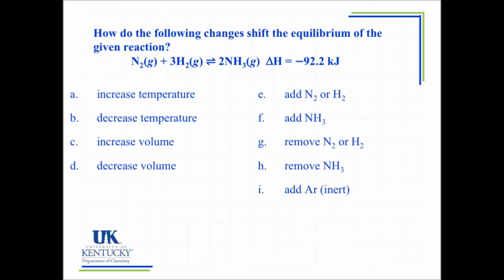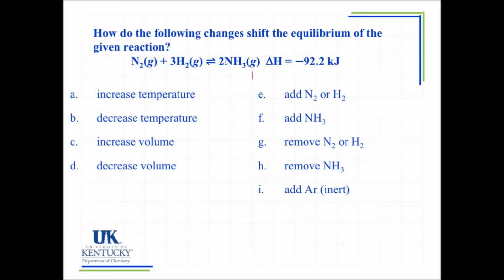So we can look at all different types of changes and figure out which way the equilibrium will shift, whether to the right or towards the left. The first two we look at are increasing and decreasing temperature. To do that, we have to know something about the enthalpy of the reaction, our change in enthalpy. Here we have a negative delta H value, which tells us it's an exothermic reaction, which means we can look at heat as if it were a product.